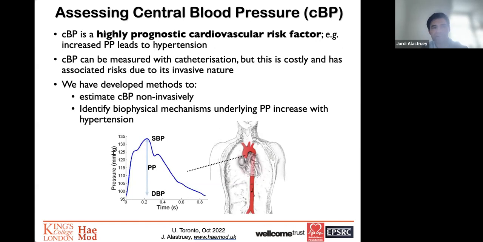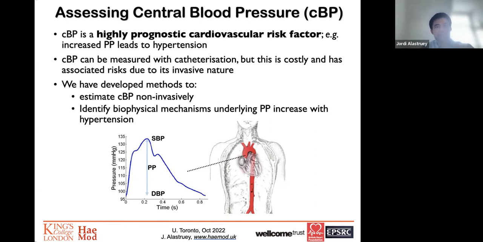And this pressure is the load that the heart has to overcome when it pumps, and hence is a highly prognostic cardiovascular risk factor. So for example, an increase in pulse pressure, so that's the amplitude of the blood pressure, as you can see in the sketch. So an increase in this pulse pressure leads to hypertension.